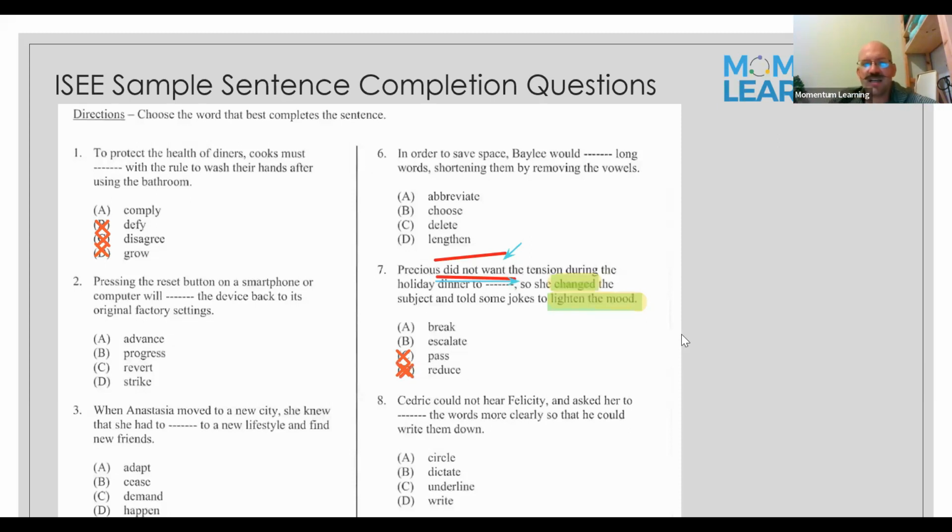Yeah, so that's almost crazy to think about, that the tension would pass. We think about the tension passing. The tension passing would be a good thing. However, it says that Precious did not want the tension during the holiday dinner to do this. Okay, and that's why pass doesn't make any sense. So last but not least, we look at this and we see that escalate is our best answer because escalate does mean to go up. Okay, all right, so let's look at number one on this page.